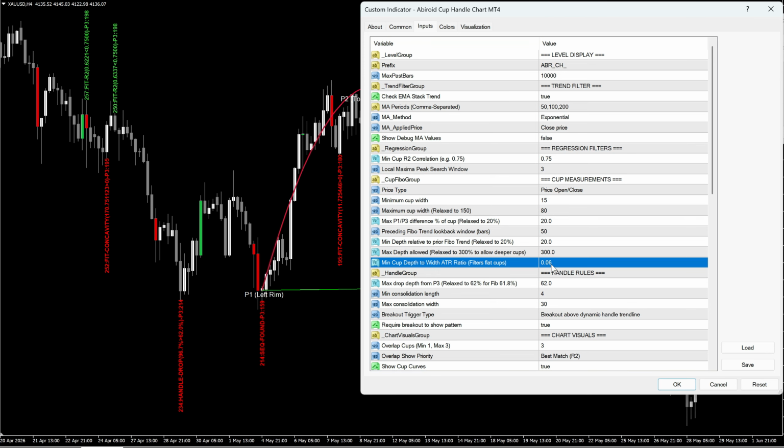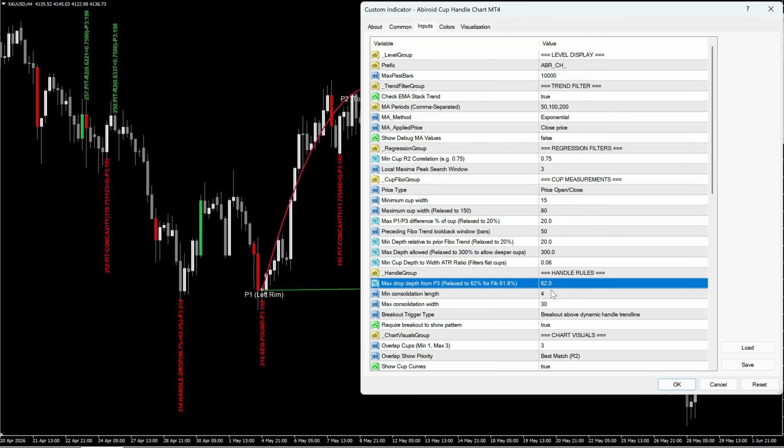So that will be 0.06. This is to avoid those very small cups, like cups which are completely flat. Otherwise, if you don't use this, then it will also find those kinds of cups where price is making very tiny ranges. And this is the handle rules.